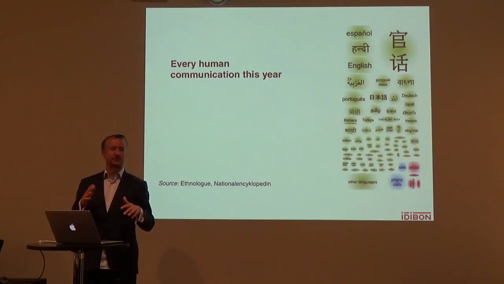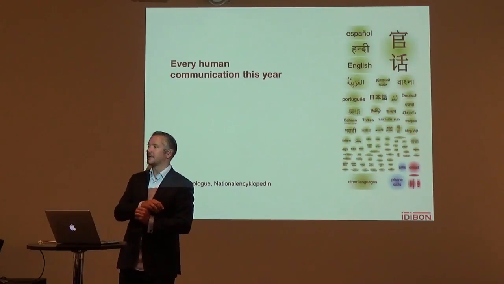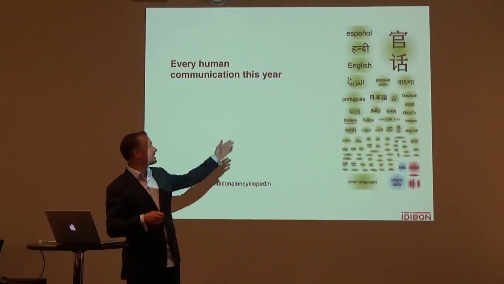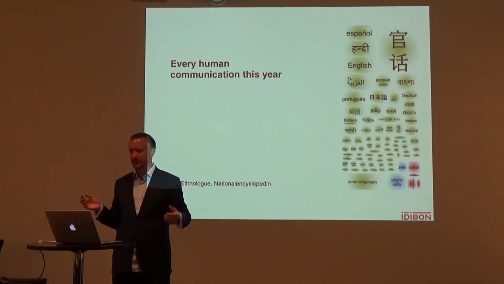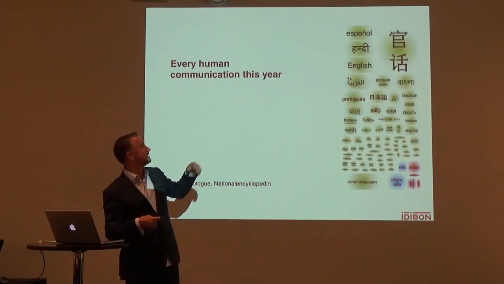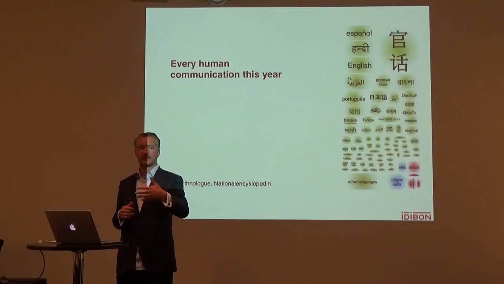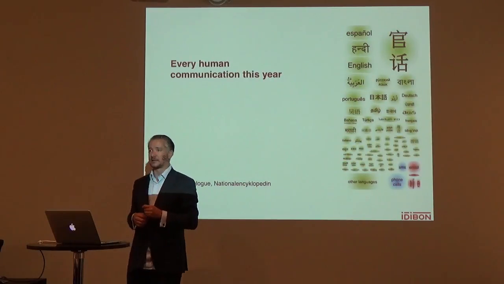This is every human communication this year. So in green, by word count, these are the languages that people are speaking. So you'll see that Chinese makes up about 15% of all communications globally. English, Hindi, and Spanish each make up about 5% of day-to-day spoken conversations by word count. Arabic only just slightly less.